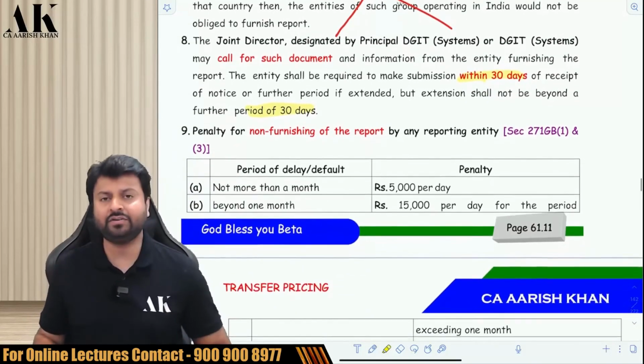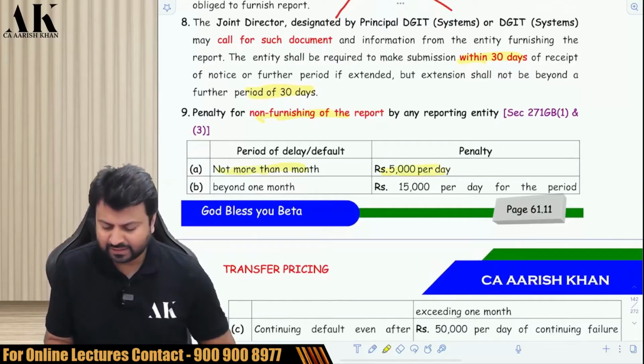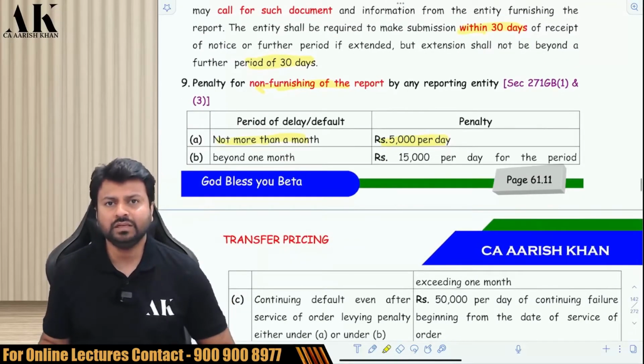Now, what is the penalty for not furnishing the CBCR? For the first 1 month, it is 5,000 rupees per day. You have to file by 31st March.